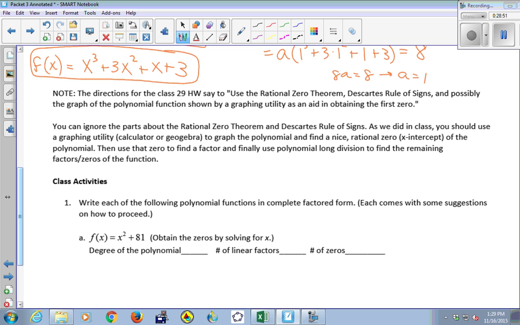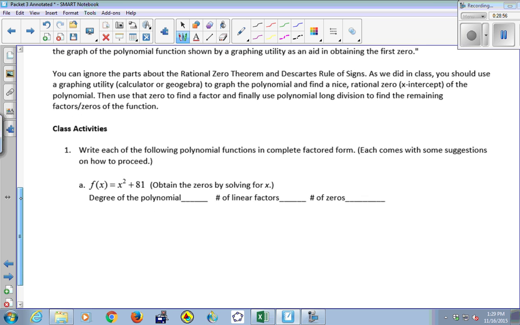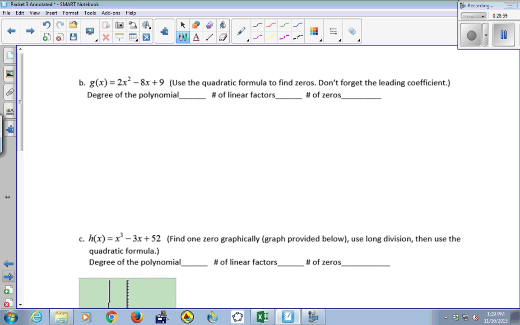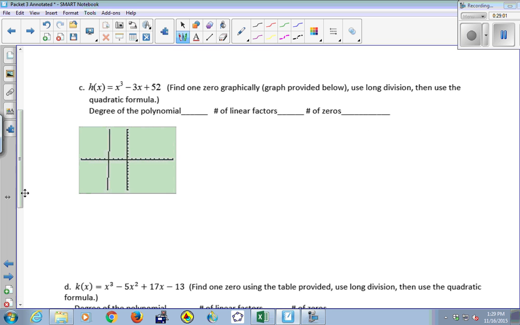Okay, so you can start with some practice right now. If anybody needs a graphing calculator, I don't think you do. I think I gave you pictures for the class activities. Yeah.